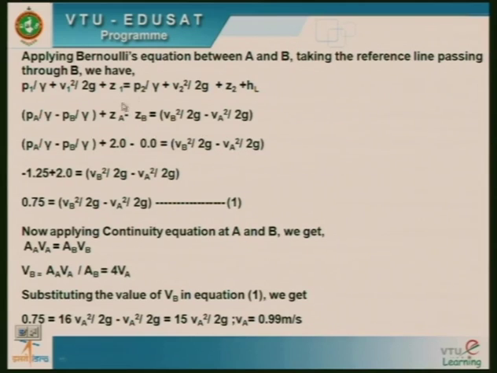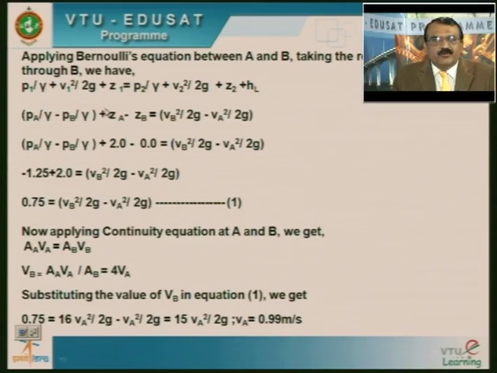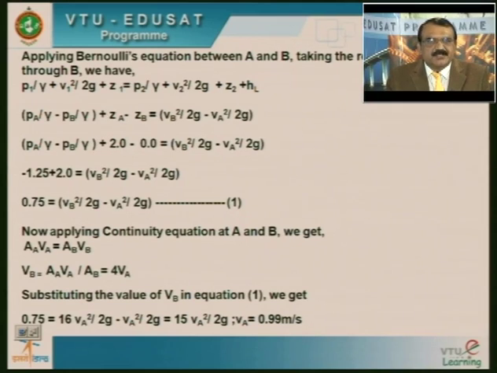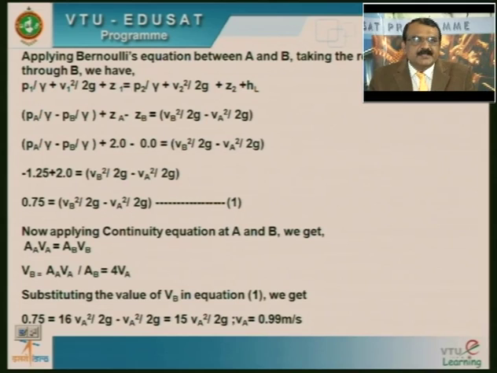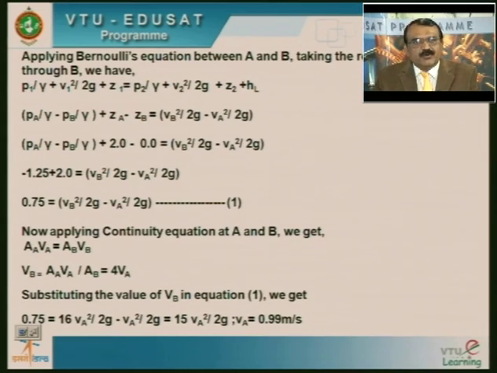Now, if you do that, the first thing you need to do is write the general Bernoulli's equation. What is the general Bernoulli's equation for a real fluid? It is P1 by gamma plus V1 square by 2G plus Z1, that is equal to P2 by gamma plus V2 square by 2G plus Z2 plus HL.